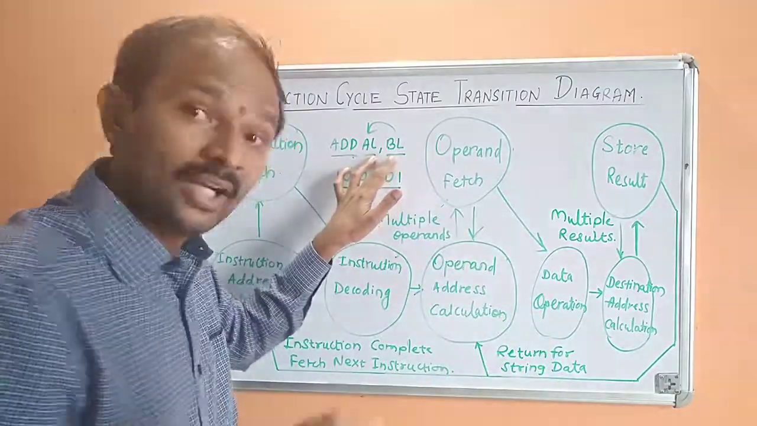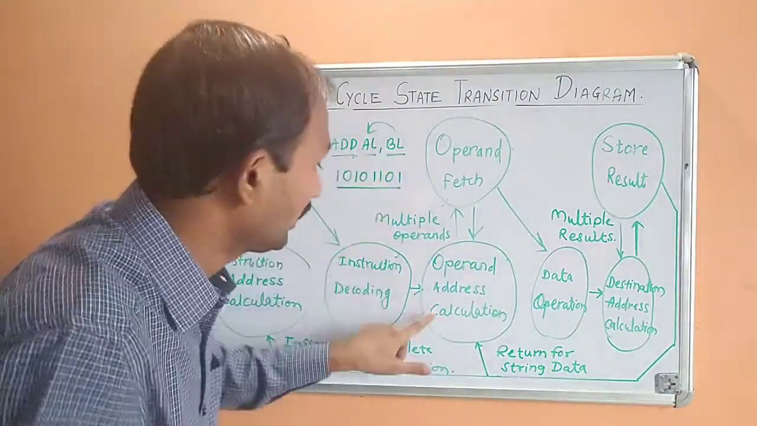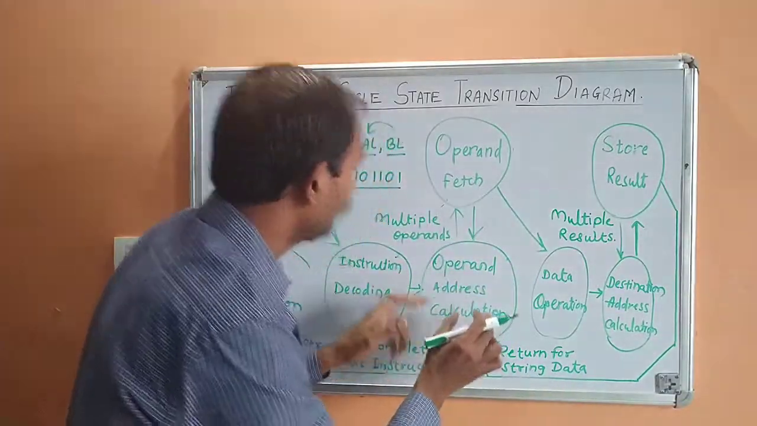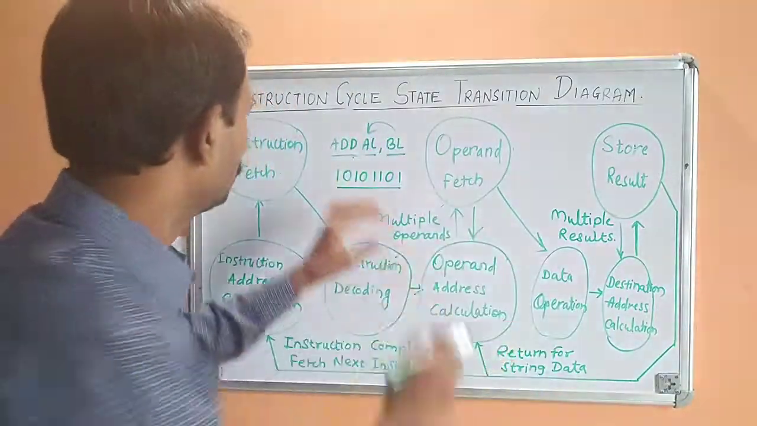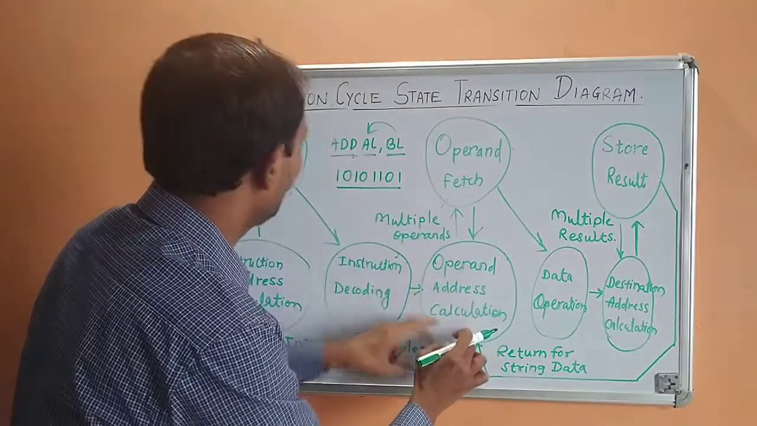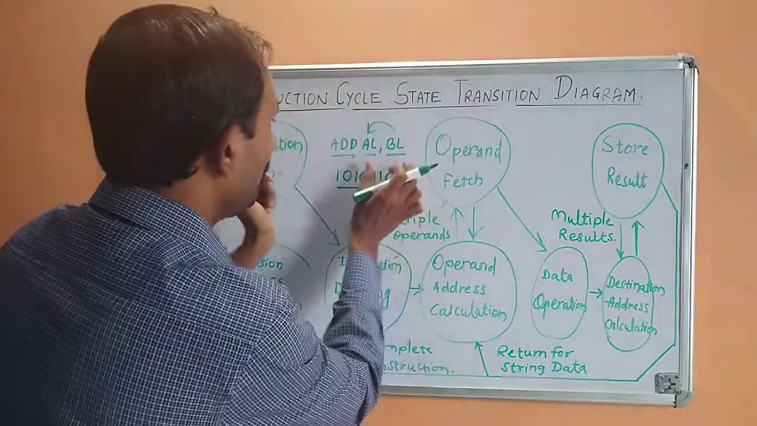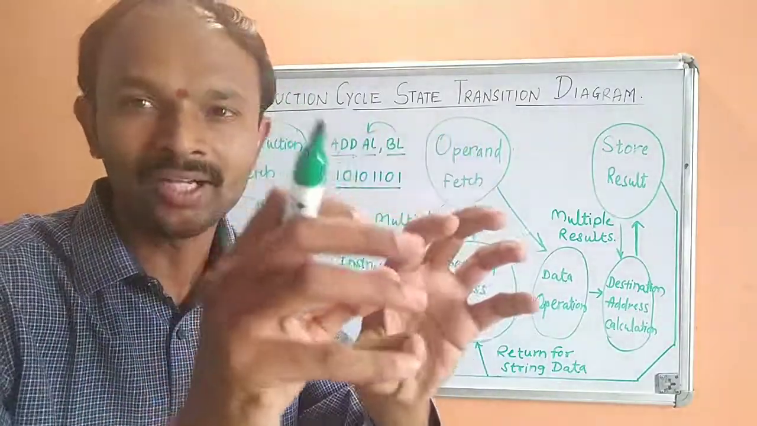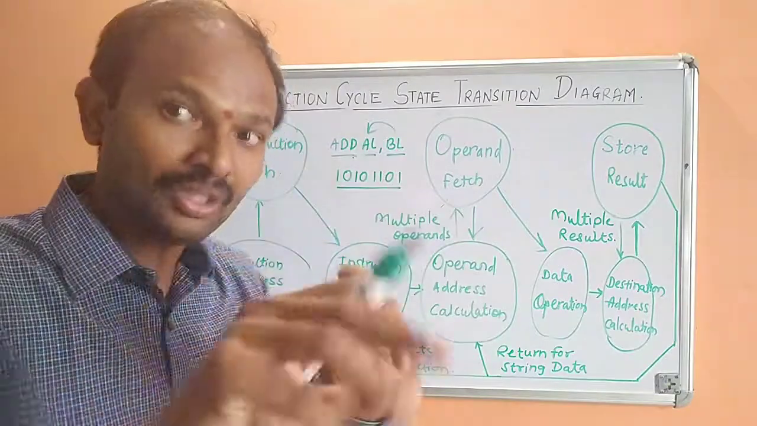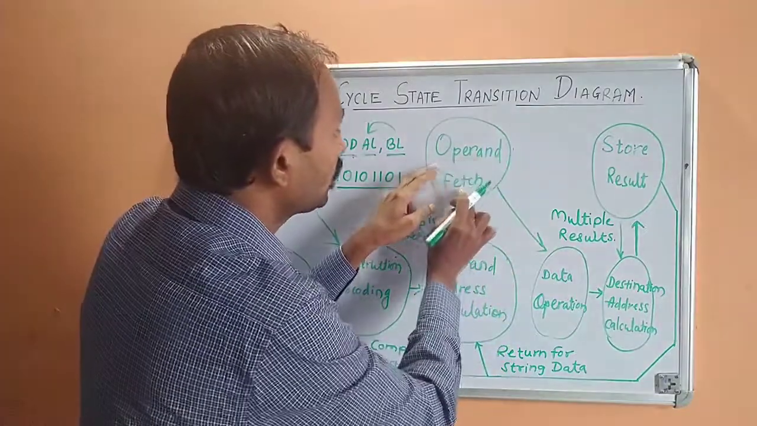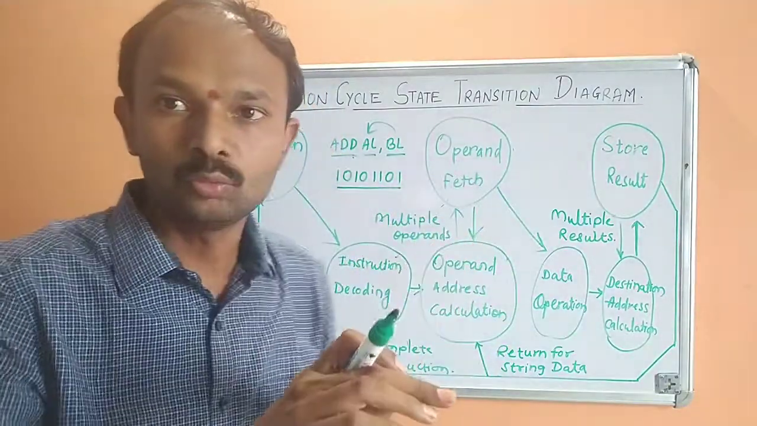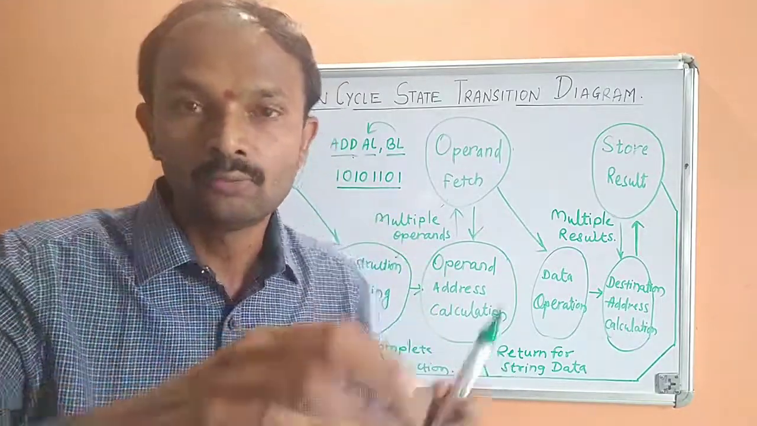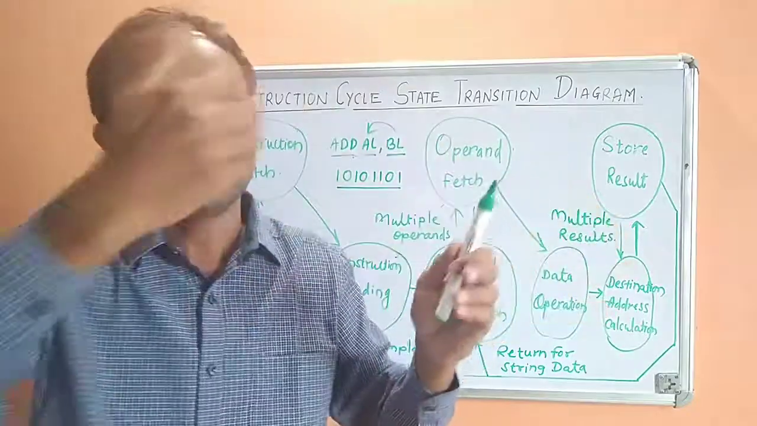So for the operands also we need to calculate the address. So operand address calculation is the second step. In operand address calculation we will find out where the operands are. Once we find out the address of the operands, what will we do? We will now fetch the operands. Once we understand the address, we will fetch the operands from the memory system inside the processor.